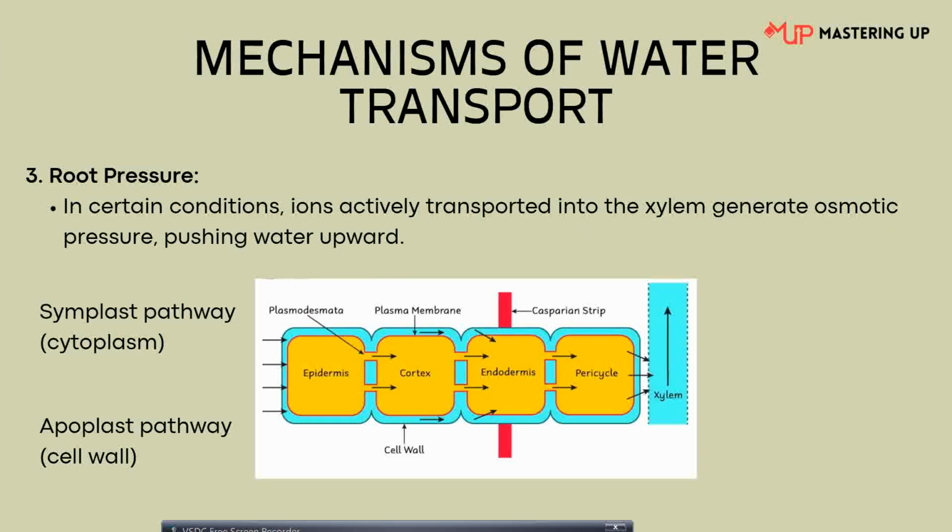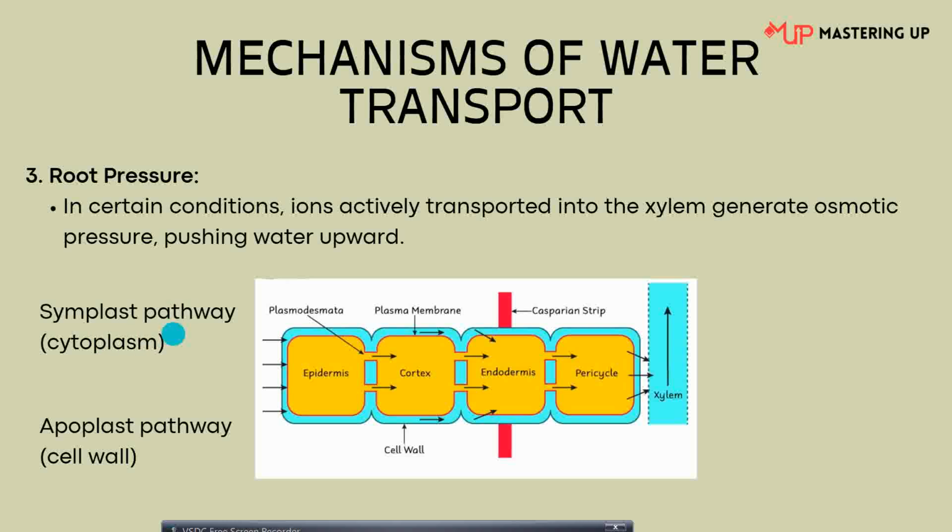Now, after the root absorption, root pressure is something that we have to know. What is happening in root pressure? In certain conditions, ions actively transported into the xylem generate osmotic pressure, pushing the water upwards. Thus the ions are transported actively inside the xylem, so they generate an osmotic pressure, and due to that osmotic pressure, water is pushed upwards into the xylem. So let's know how this water is being transported.